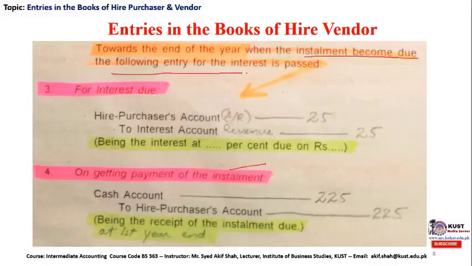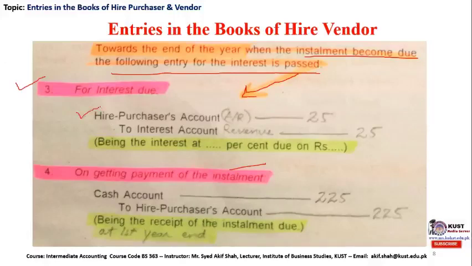the following entries for the interest will be passed in the hire vendor account or the seller account. So the seller or the vendor will make another entry for the interest amount to make it due or accrued.